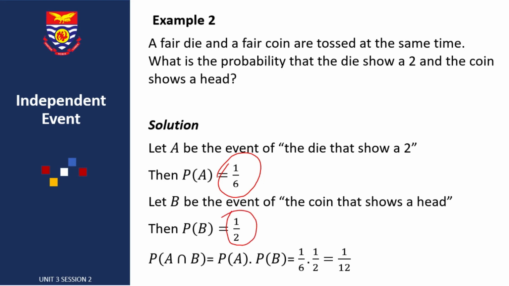Then we have to find the probability of a die showing a 2 and a coin showing a head. The word 'and' in a probability alone suggests intersection. So you have to find the probability of A intersection what? B. That is what the question asks. You should find the probability of A intersection B. That will give us the probability of A times the probability of B by the rule of independence. And that gives us 1 over 6 times 1 over 2, giving us 1 over 12.